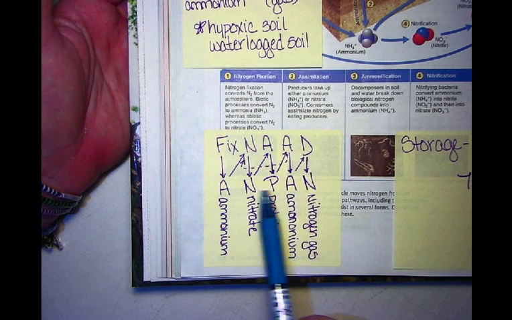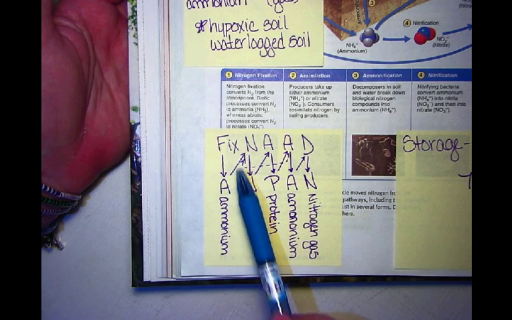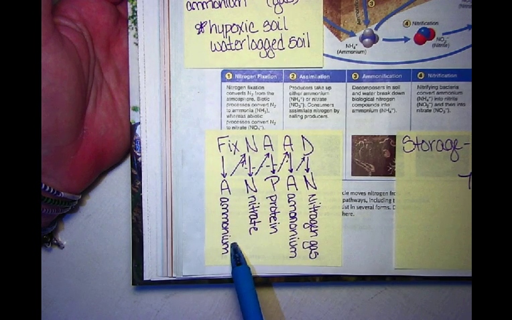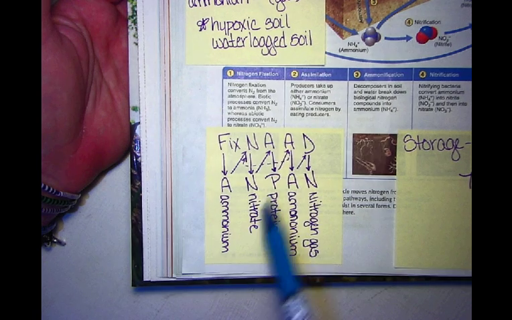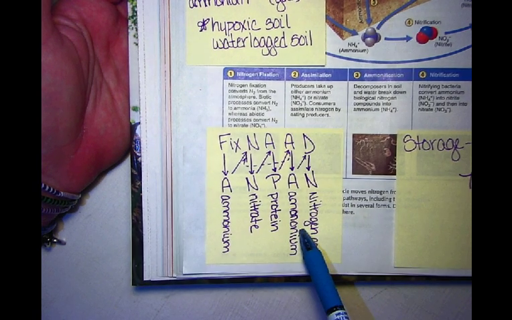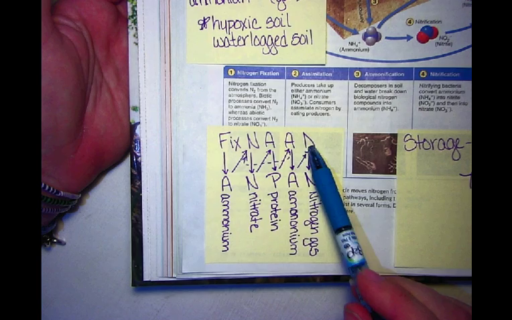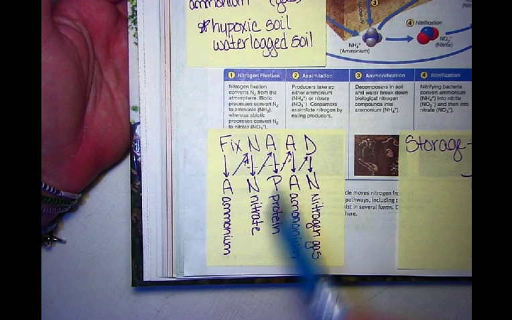ANPAN, A-N-P-A-N. These are actually the products from each of the stages. Nitrogen fixation makes ammonium. Nitrification makes nitrate. Assimilation makes protein. Ammonification makes ammonium again. And then denitrification makes nitrogen gas. This nitrogen gas can go around and get fixed and back in it goes.